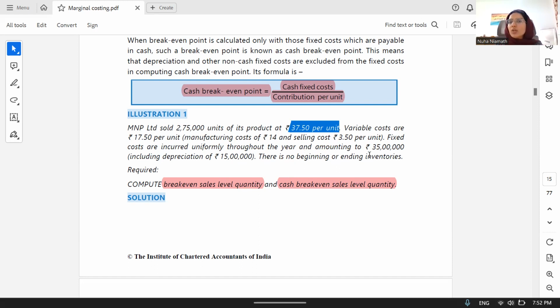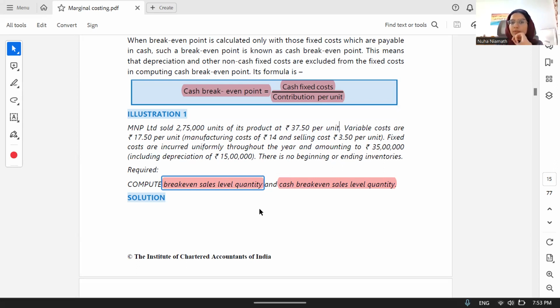There are no beginning or ending inventories. Compute your break-even sales level quantity and the fixed and cash break-even sales quantity. Let's keep cash break-even on one side. Let's talk about break-even sales level quantity. What is the formula for break-even sales? What we just learned right now. What is break-even sales? Tell me the concept in the chat box.